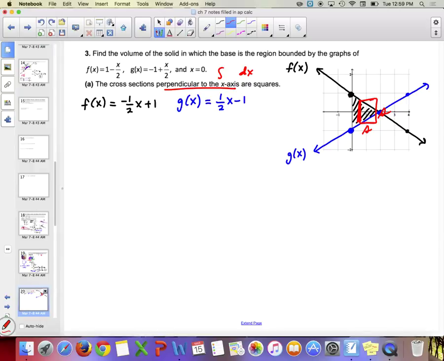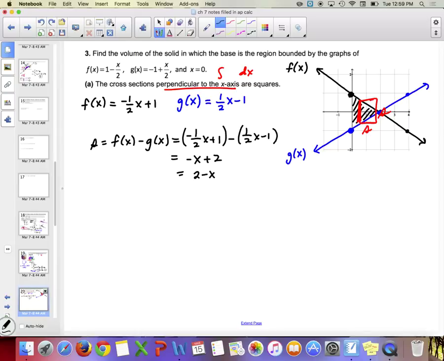It's not hard. Top minus bottom, right? So f of x minus g of x. Do you guys all see that? So let's find what that is. I'm going to have negative 1/2 x plus 1, and then I'm going to subtract out 1/2 x minus 1. So I have negative 1/2 x minus another 1/2 x, so I get negative x, and I have 1 minus a negative 1, so I get plus 2. So negative x plus 2, or you could write it as 2 minus x if you want.